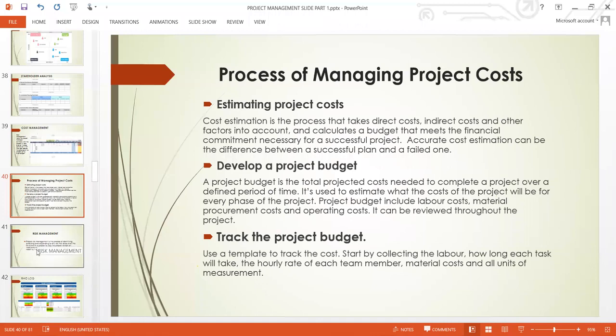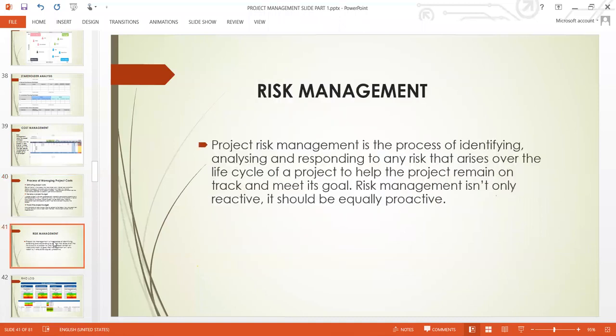So that's all we have about cost management. Then the next component we need to look into is risk management. Risk management is very important. If you can manage your project risk very well, then you should be able to navigate, because these are the risks, and you should be a proactive project manager in order to manage risk very well.